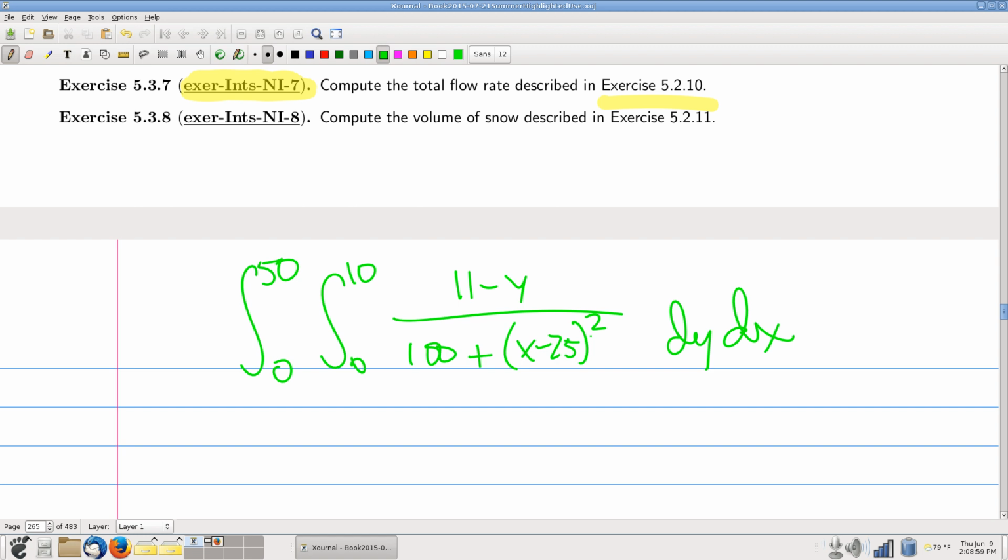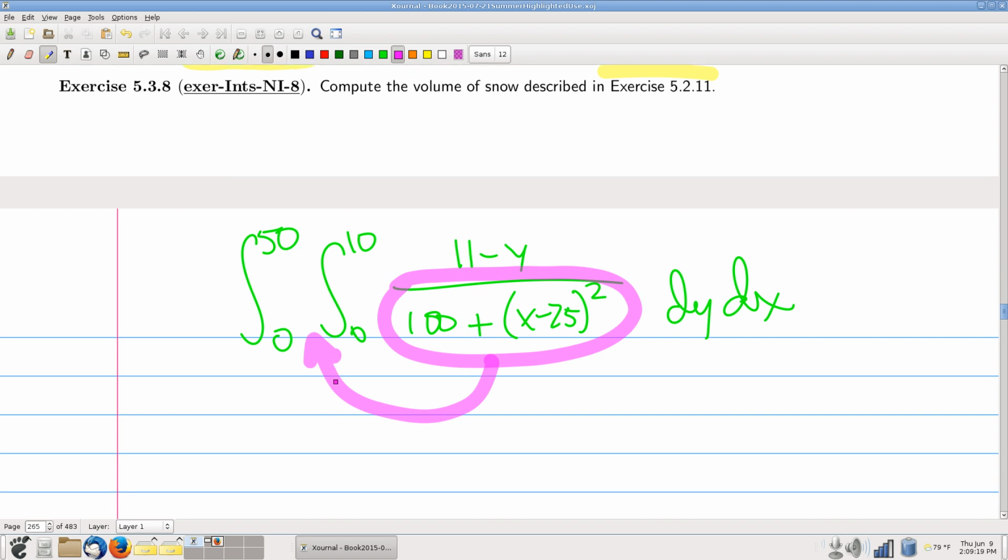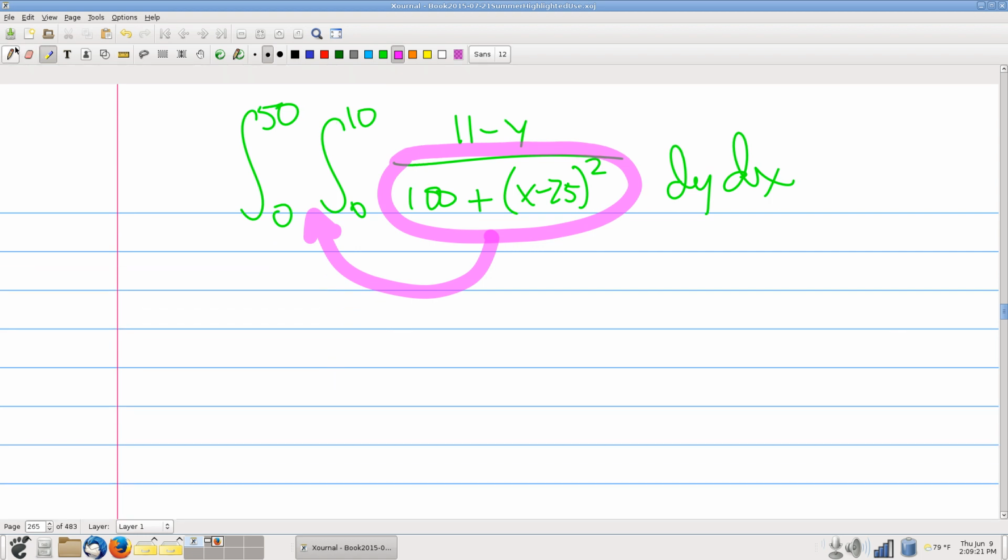You've got to be careful about what variables are playing which roles. The first observation I want to make is this denominator is constant, at least as far as the y integral is concerned. So that can just go right outside of the y integral. Now it can't go outside of the x integral, right? So that gives us 1 over 100 plus x minus 25 squared, and then an integral of 11 minus y dy.